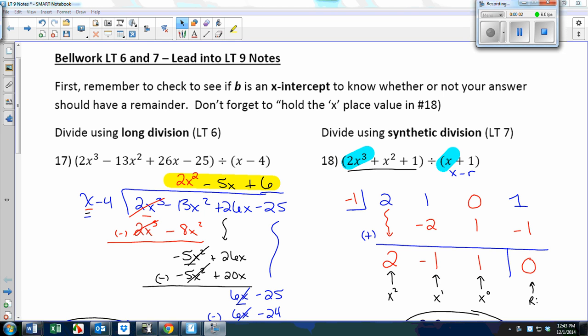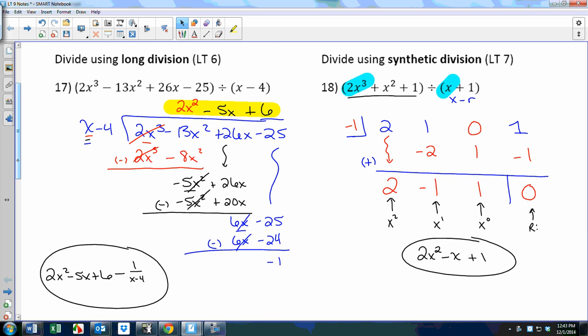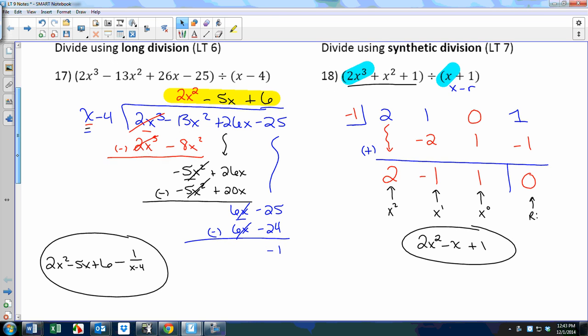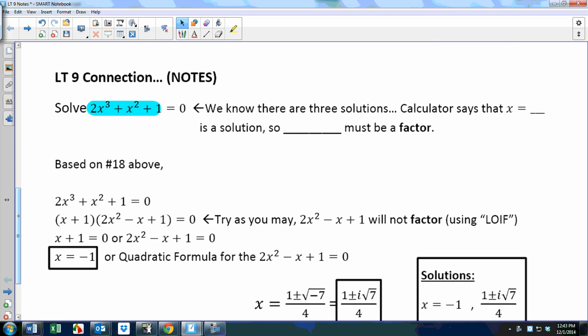All right, for the Learning Target 9 video, I've skipped the first probably 10 minutes of the lesson because in our bell work here, we divided two problems using long division and synthetic. Those videos are posted, so it's better to look at those videos than to go through that again. But now we're using those answers for this problem, 2x cubed plus x squared plus 1 equals 0.